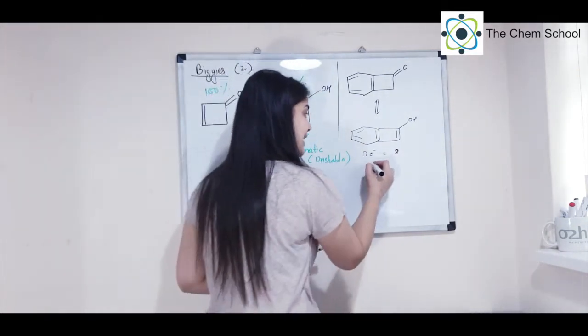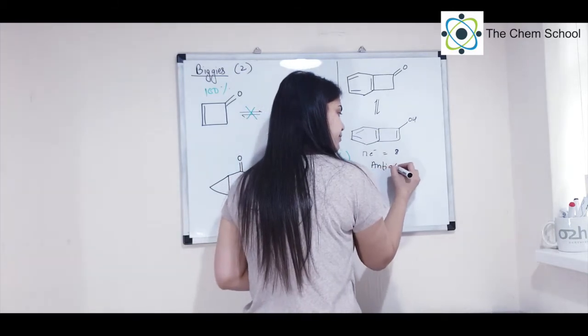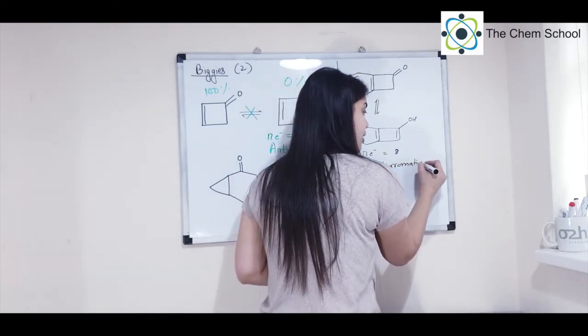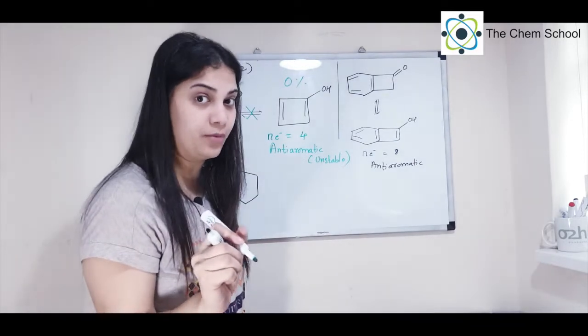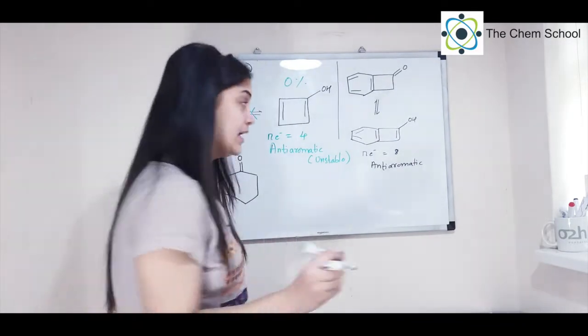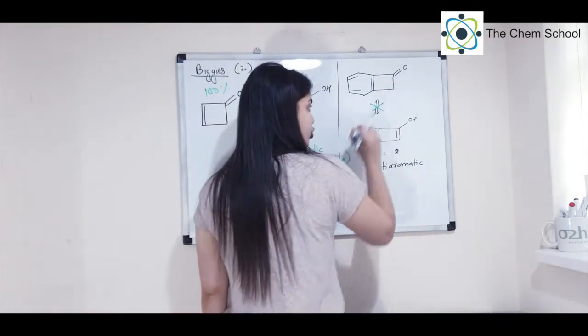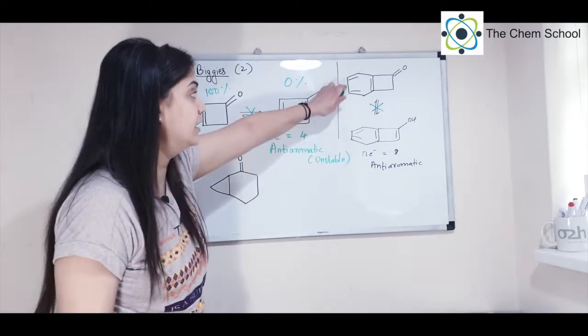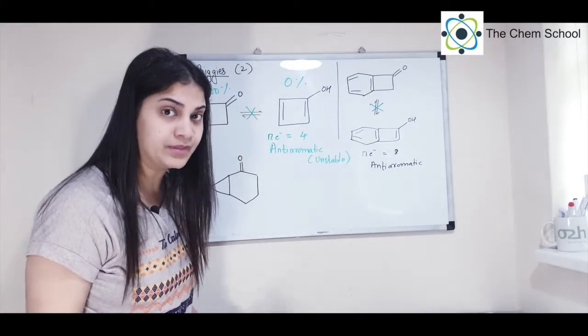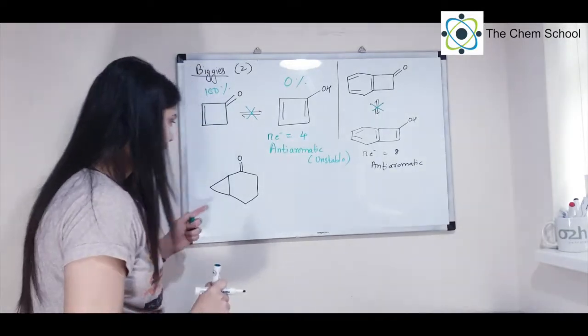Again, the system is anti-aromatic. And when it is anti-aromatic, no tautomers will be formed. I repeat, when it is anti-aromatic, no tautomers will be formed. So no tautomerism will be shown by this particular ketone. Okay, do remember that. Have a look at the next one.